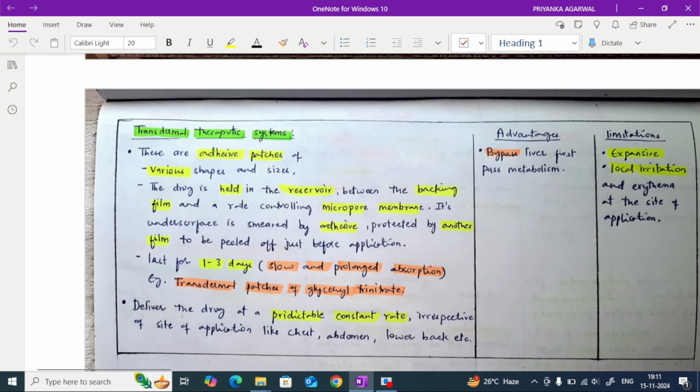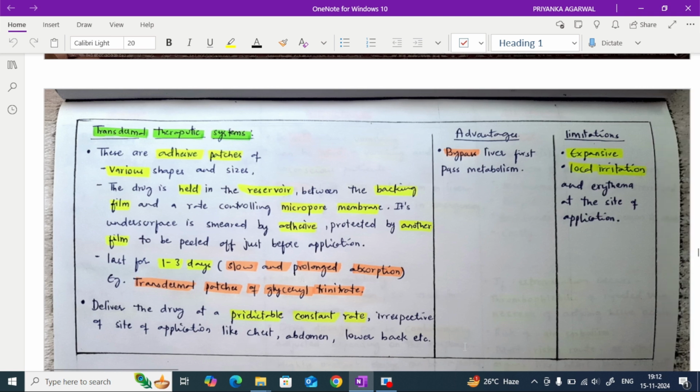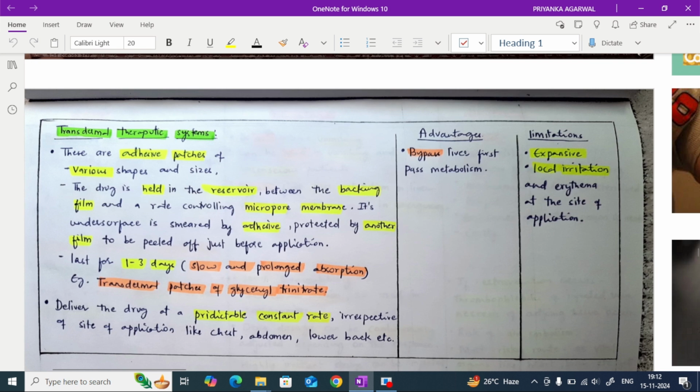Okay, now these patches will deliver the drug at a predictable constant rate. Okay, so this is the big advantage of this transdermal therapeutic system. They deliver the drug at a predictable constant rate irrespective of the site of application like chest, abdomen, lower back, etc. Okay, so what will be the advantages? Same point here, bypass liver first pass metabolism. Limitation would be they are expensive, local irritation and erythema at the site of application.